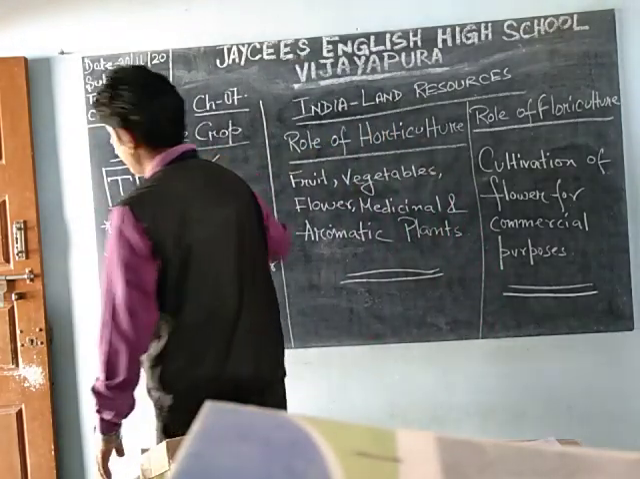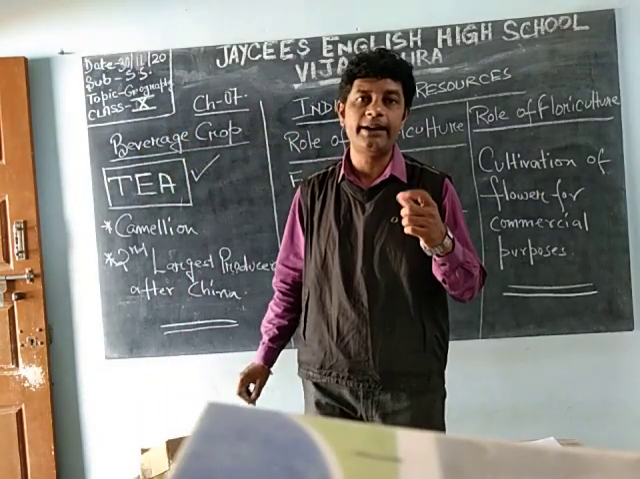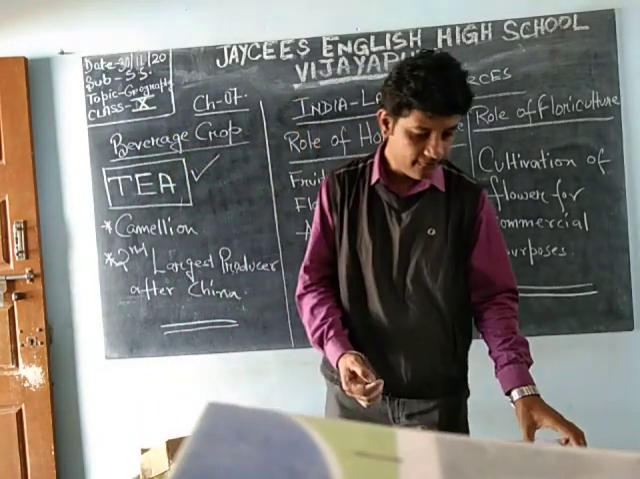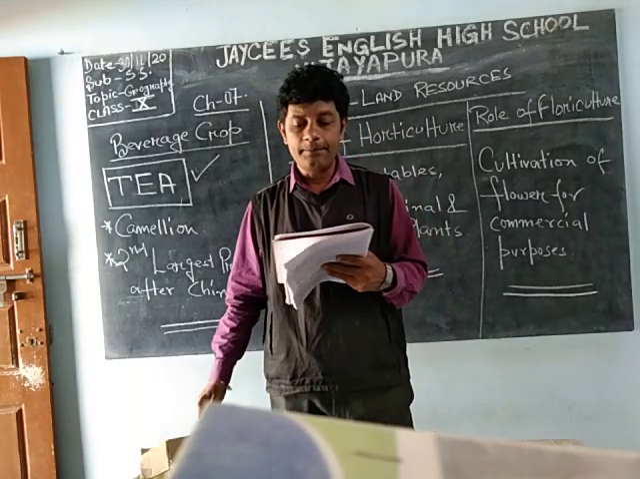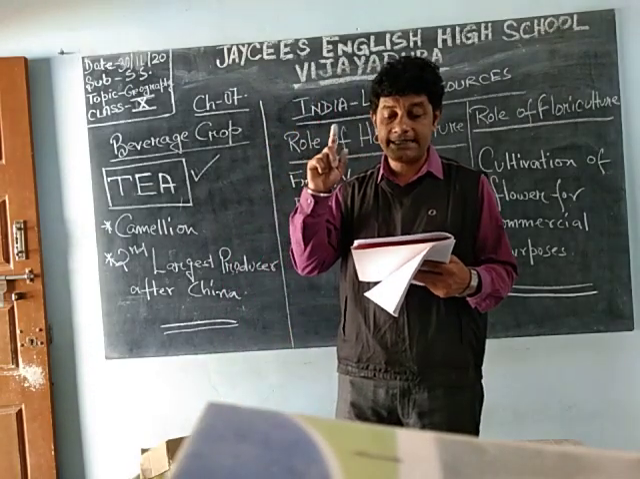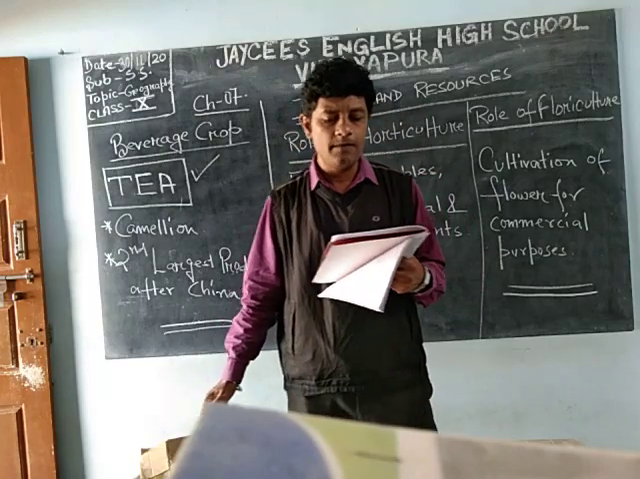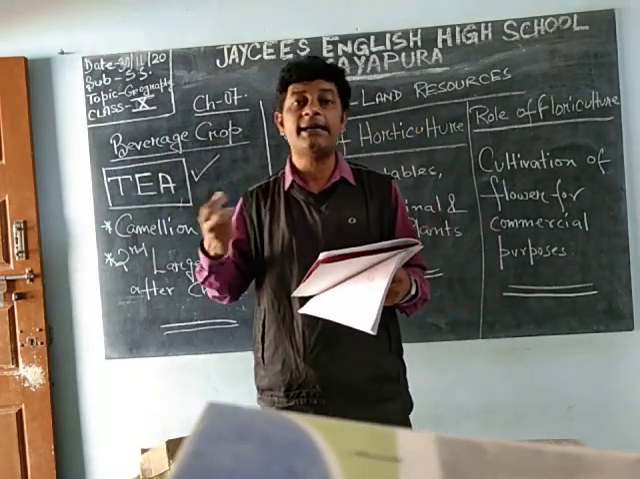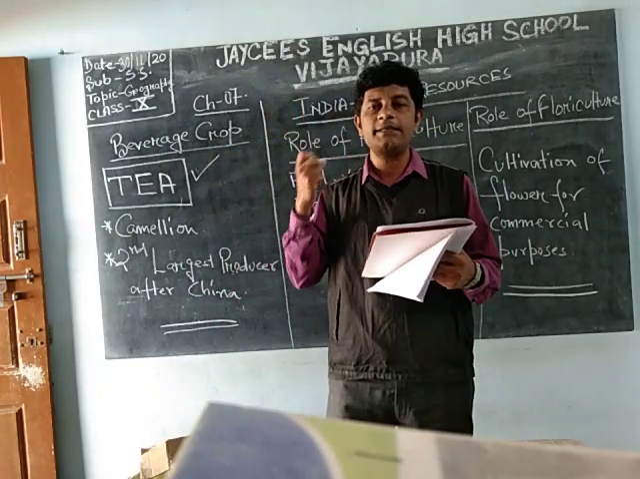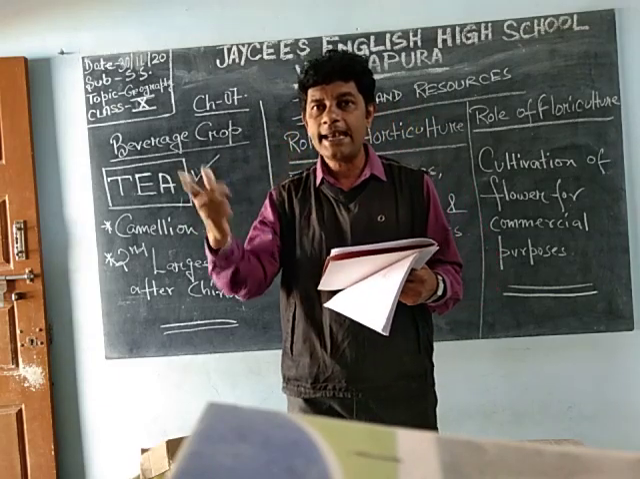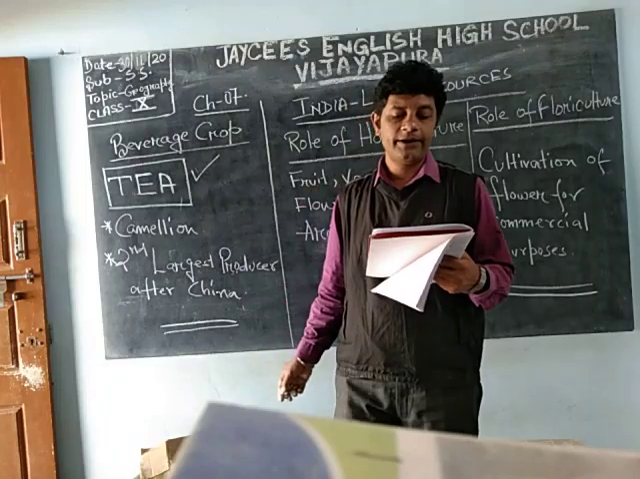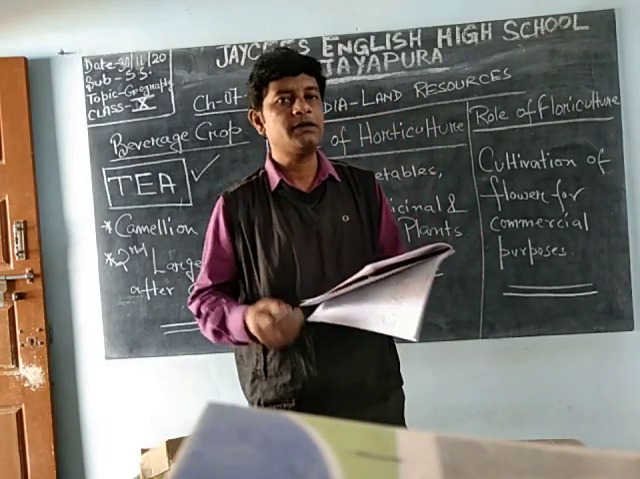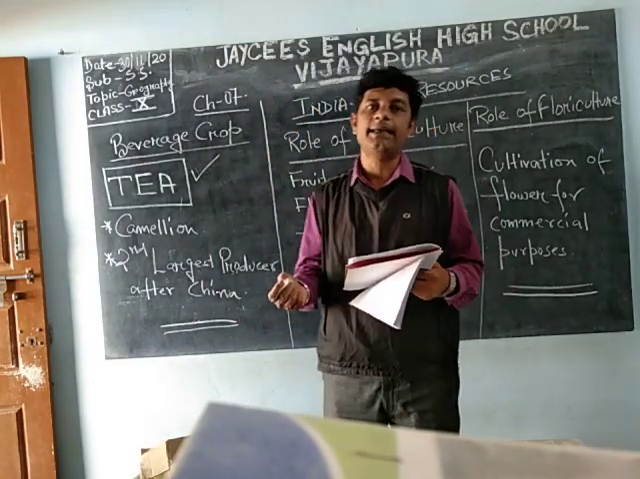Tea is a beverage crop. Beverage means the drinks we used to have. The crops which are produced for stimulation purposes are called beverage crops. It gives us certain stimuli, stimuli means it gives some energy to us. Coffee and tea are the most important beverage crops of India. There are two beverage crops, one is coffee, one is tea.